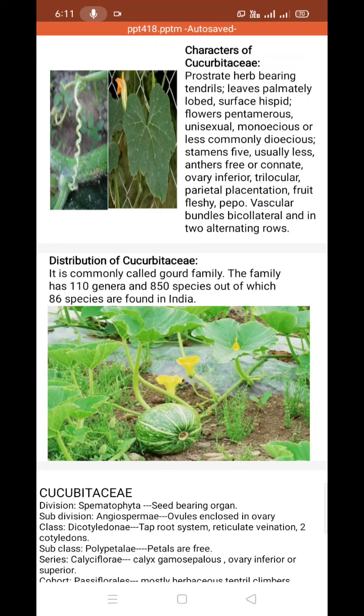You have to see in the picture there is some spring-like structure, that is the tendrils, and leaves are palmately lobed. Then surface is scabrous, that means some hair-like structures are present on the surface of the leaves. Then flowers are pentamerous, having five petals, that's why they become pentamerous, and unisexual, and monoecious or less commonly dioecious.